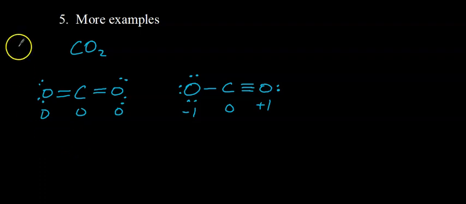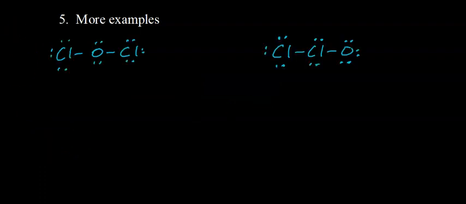Let's try a couple more examples. There are two ways of drawing the Lewis structure for Cl2O. Here they are. Go ahead and determine the formal charge of each atom in each of those Lewis structures, and see which one is a better Lewis structure. Go ahead and pause the video. So it looks like the Lewis structure on the left is better, so we'll go with that one. Let's try one more example.